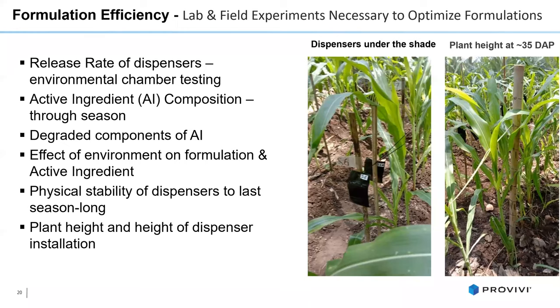And then, of course, the physical stability of these dispensers. It's made up of plastic, polyethylene, so it has to be intact without any delamination through the season. And as we know, corn plants grow very fast. These are like 35 day old plants on the right side. So the shade of the plants, the temperature according to the crop canopy, and all those things are studied very well before we actually jump into the field trials.